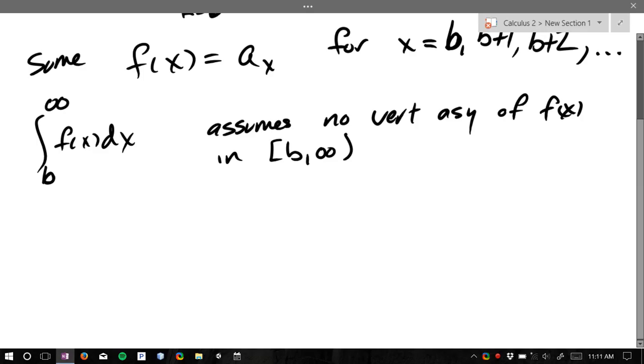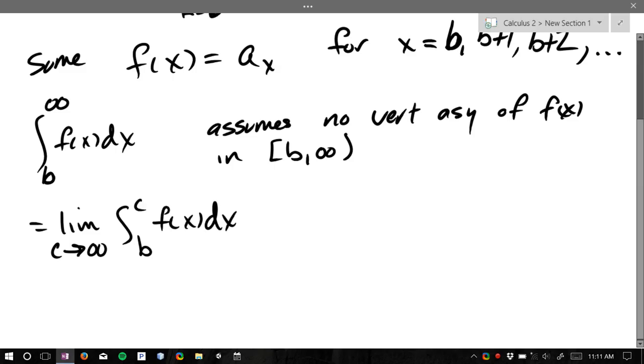And of course, how do we integrate this? We're going to go limit, so we need another number. We'll go c approaches infinity, integral from b to c, f(x) dx. So that's how we're going to do this. We're going to be using our improper integral, just going from the number b to some variable, and then send it to infinity.